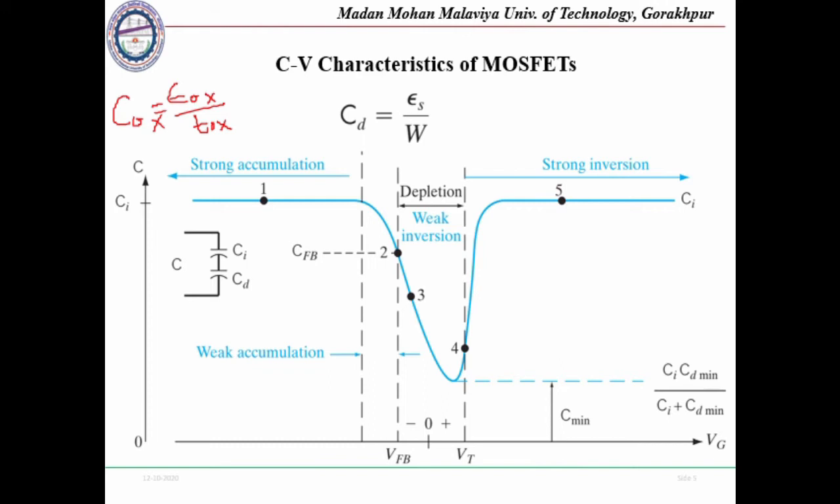Okay, so this is your oxide capacitance, and the depletion capacitance will be epsilon s divided by W, where epsilon s is the dielectric constant of the surface, the surface dielectric, and W is the width of the depletion region. So here the capacitance is epsilon A divided by d, but area is not considered in this. So whatever capacitance we have will be your capacitance per unit area.